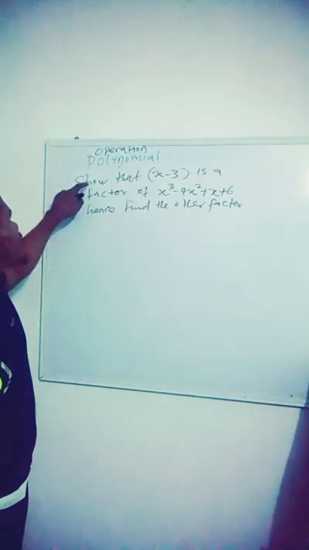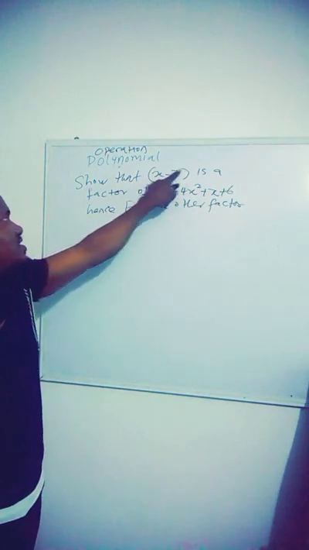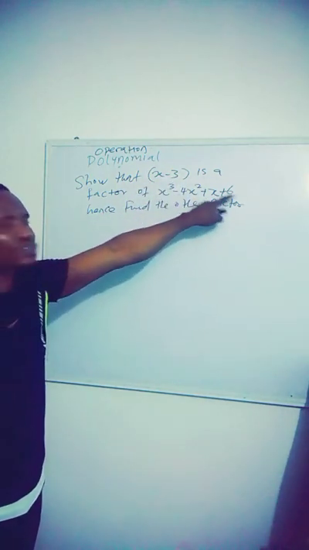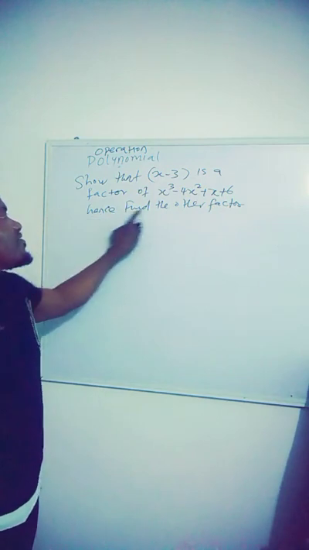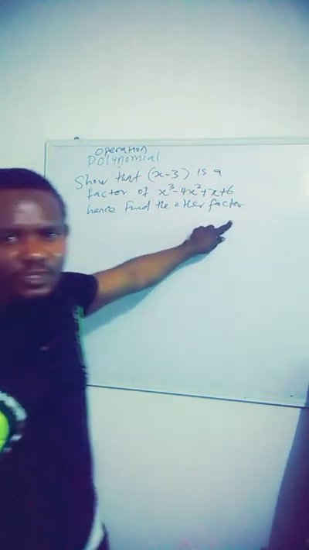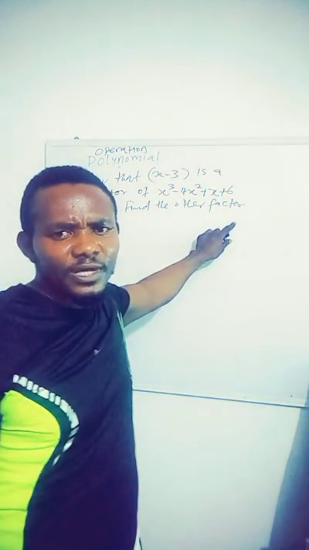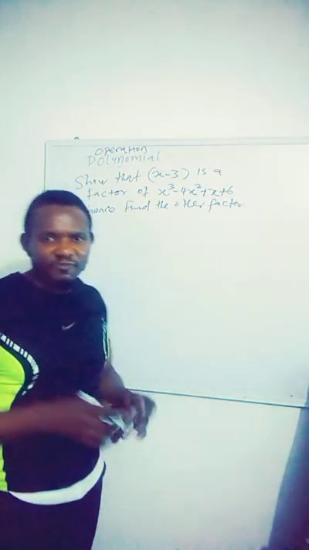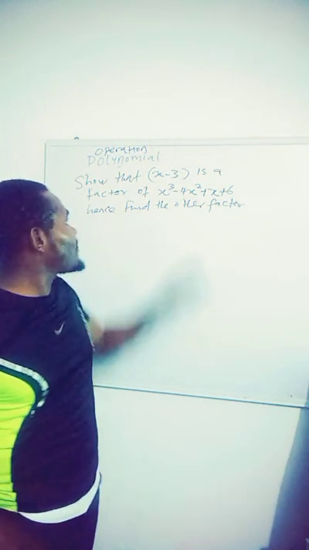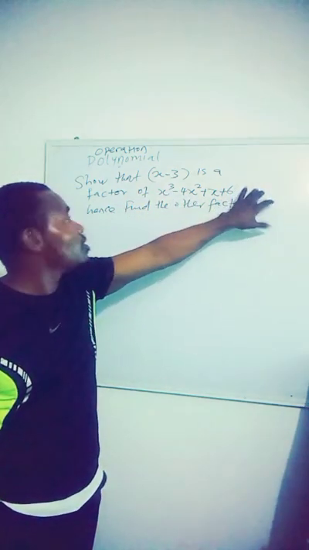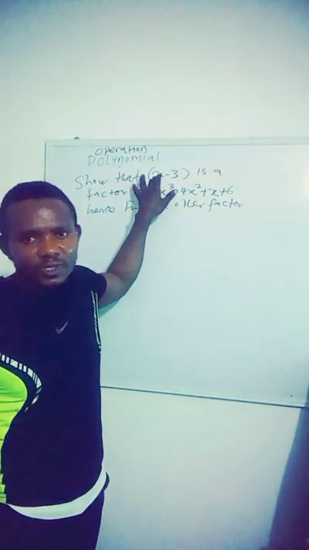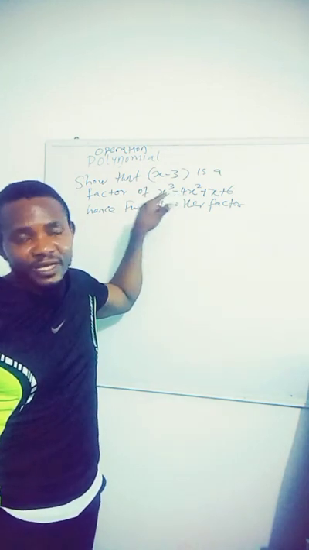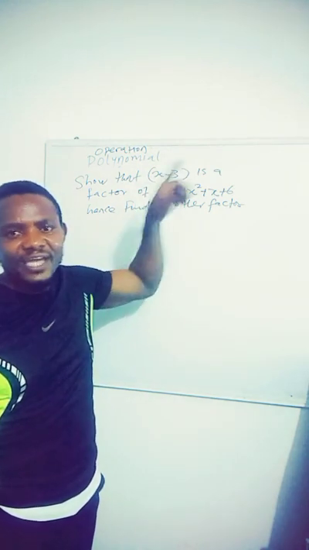So show that x minus 3 is a factor of x cubed minus 4x squared plus x plus 6, then hence find the other factors. How do you deal with this? Now, if you remember the factor theorem, for a polynomial to be divisible by a factor, it means the factor will divide the polynomial without any remainder.